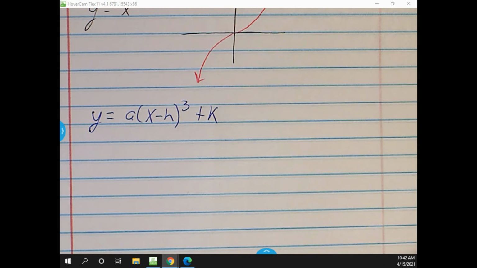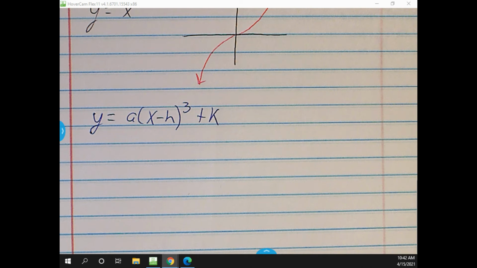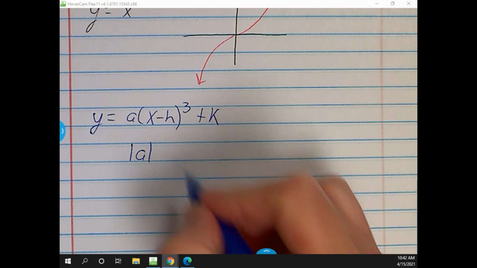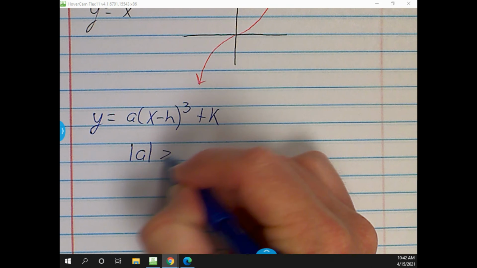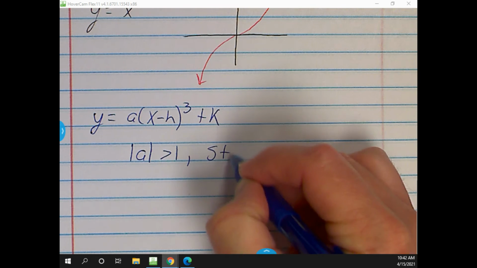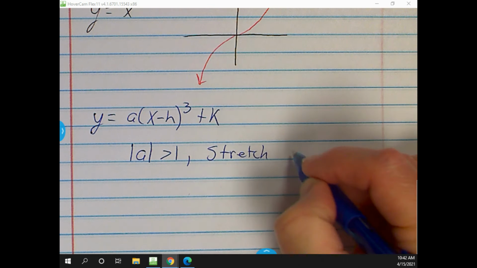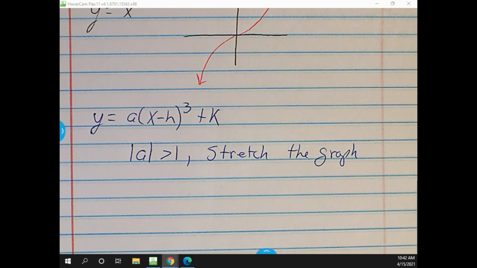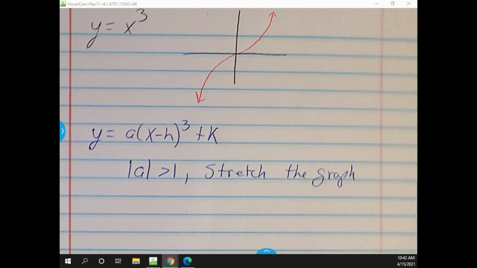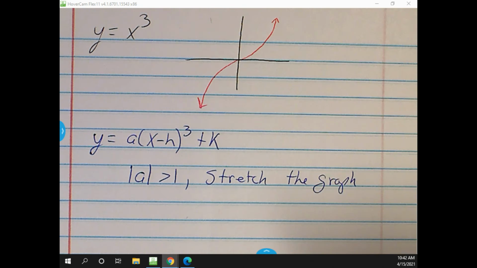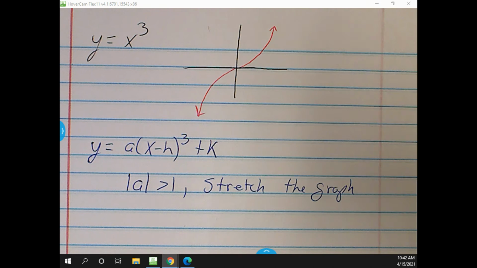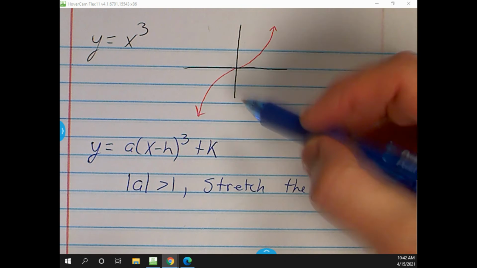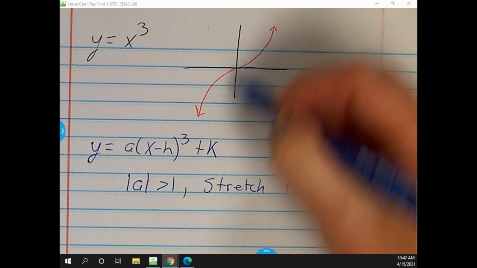Okay, so when we're doing this graph, going back to the A value like we were doing a minute ago, if the absolute value of A is greater than 1, then they call this a stretch. And it's kind of like we were saying earlier, it's going to make this thing go steeper. Think of it like a line: if it's loose, and then you grab the line and stretch it out, the line is going to get tighter. It's going to go more this way and more this way.